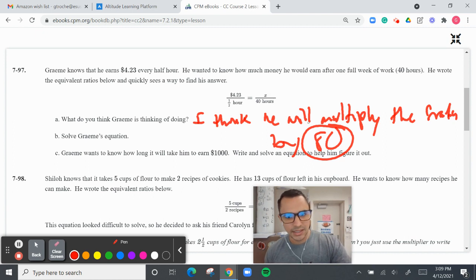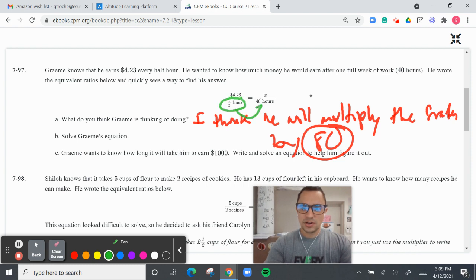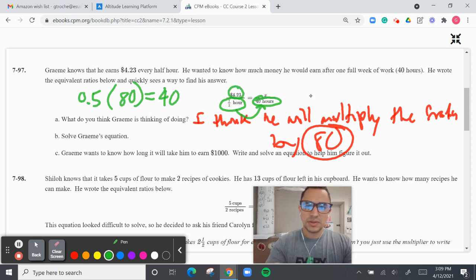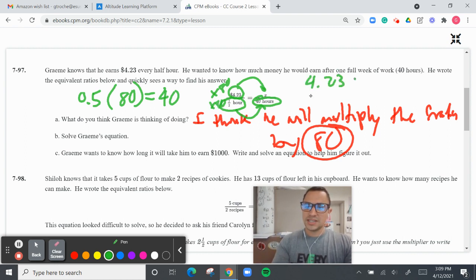Why am I saying 80? Well, how am I going to get from half an hour to 40 hours? Well, I have a half. So what times a half gives me 40? So 0.5 times 80 gets me 40. And so you've got to think of the multiplier. That's one of the strategies I did. So that means I would multiply the top by 80 as well. So then I would do $4.23 times 80. That's one way I would do it.